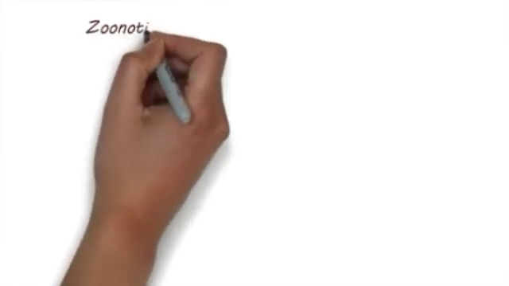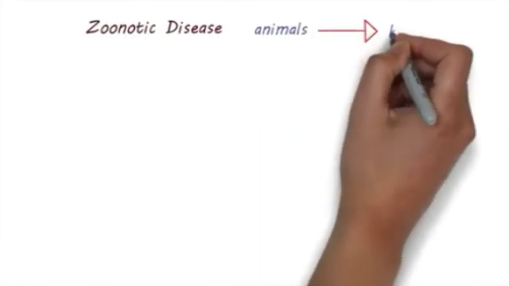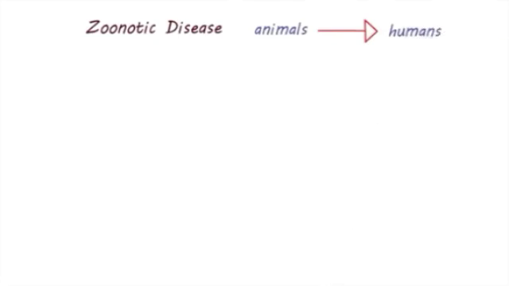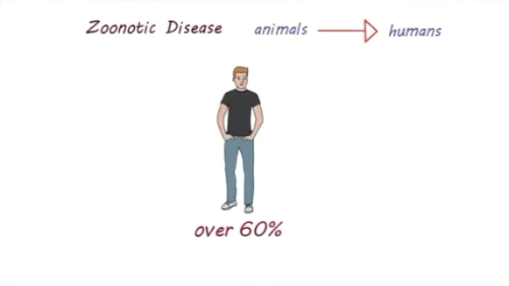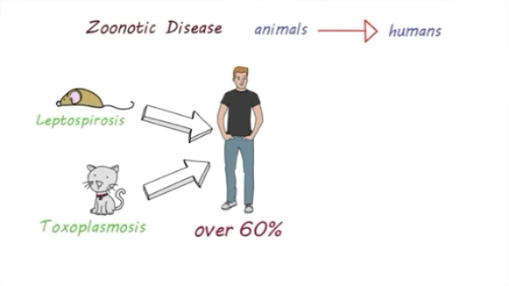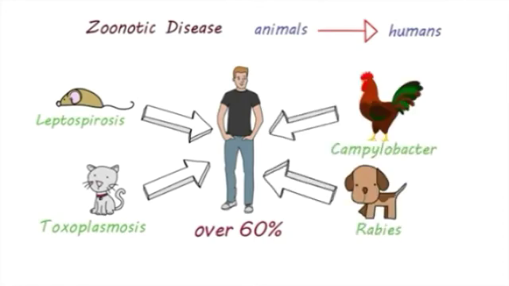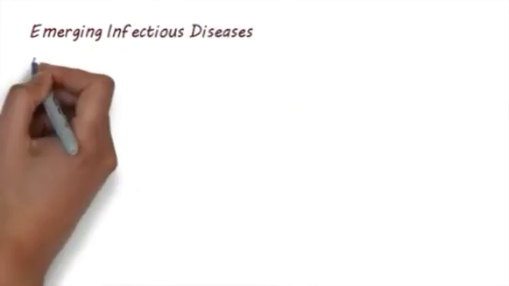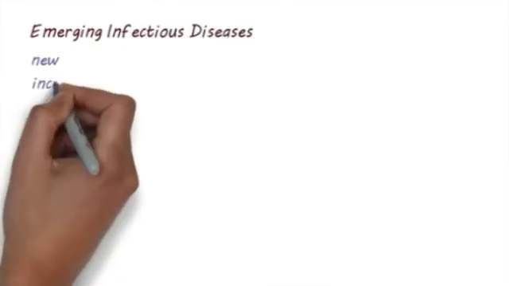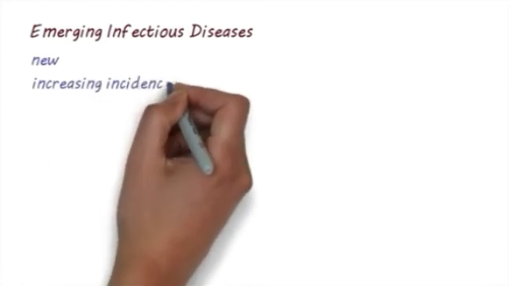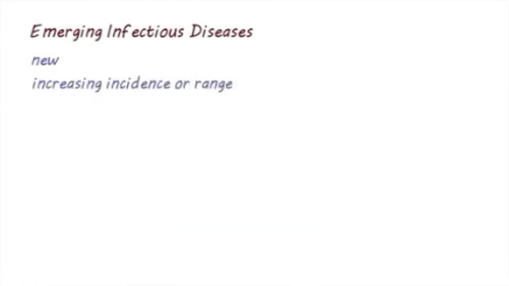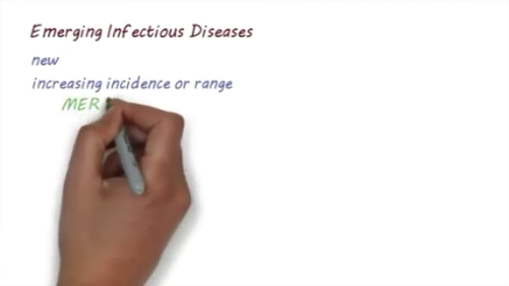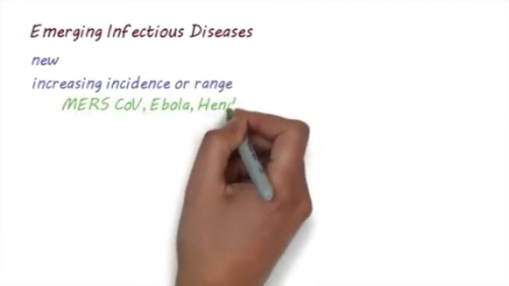Zoonotic diseases are diseases of animals which, when transmitted to humans, can cause disease. It is estimated that over 60% of human infectious diseases are zoonotic. Examples of zoonotic diseases include leptospirosis, toxoplasmosis, campylobacter, and rabies. An emerging infectious disease is a disease that has appeared in the population for the first time, or one that may have existed previously but is rapidly increasing in incidence or geographical range. Examples include MERS-CoV, Ebola, Hendra, and new influenza strains.